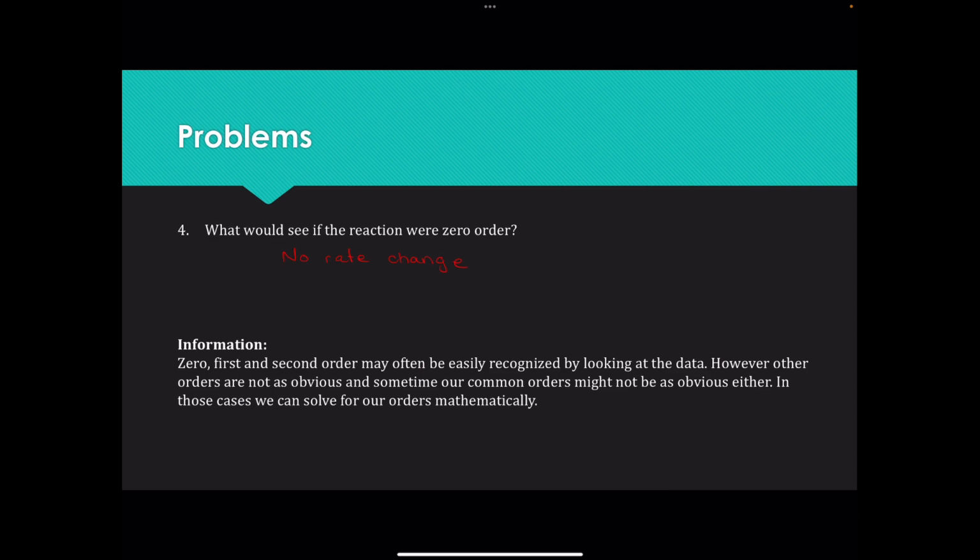0, first, and second order may often be easily recognized just by looking at the data. However, other orders are not as obvious, and sometimes our common orders may not be as obvious either. In either of those cases, we can solve for our orders mathematically.